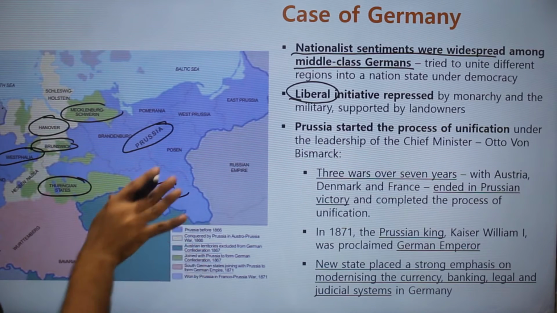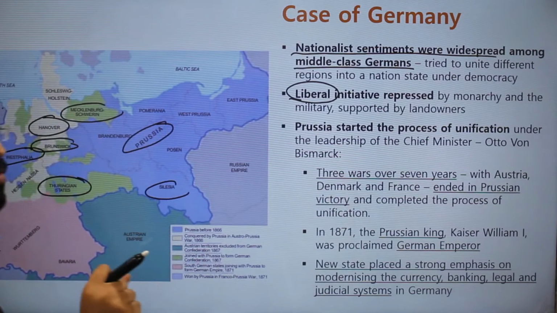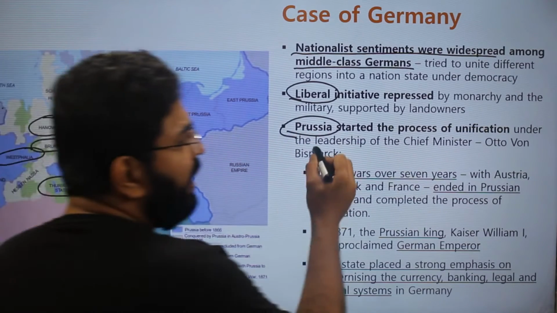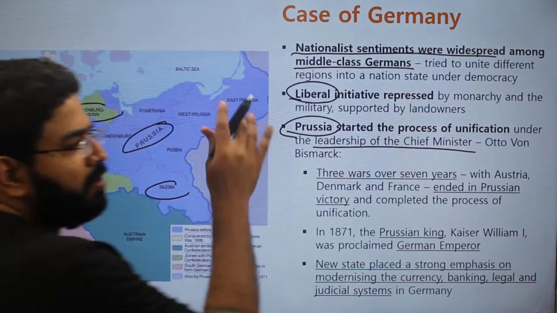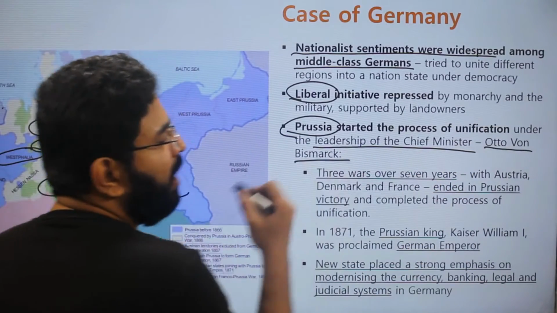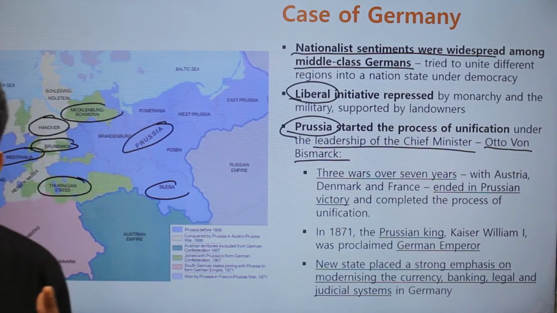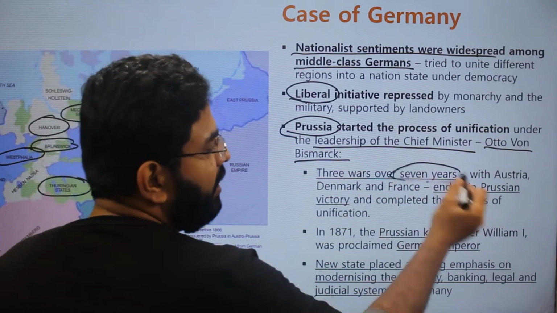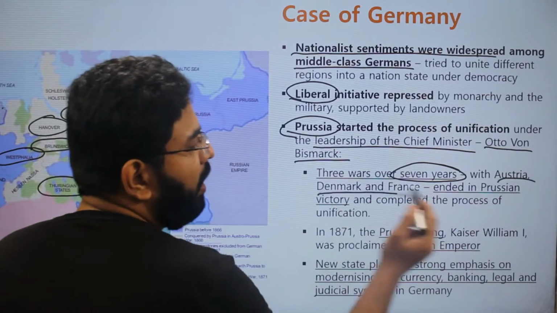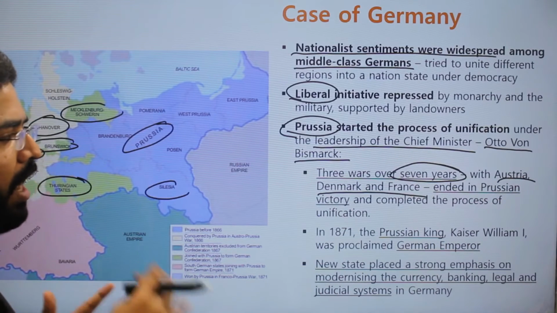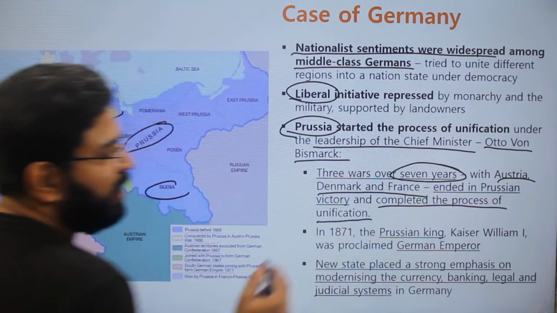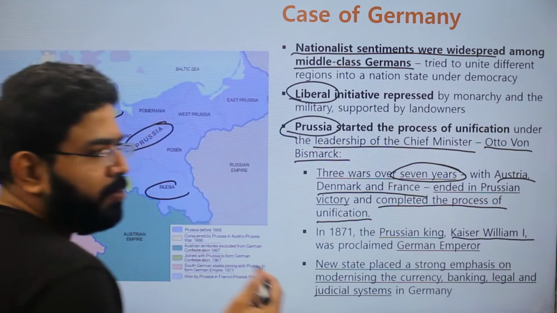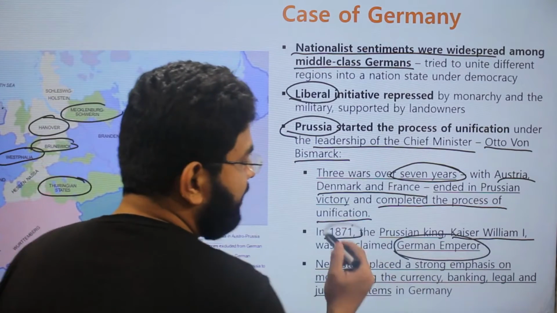So liberal ideas were suppressed but the nationalist agenda was taken out of it, and this was used by Prussia under the leadership of the chief minister, the most important person for the unification of Germany, Otto von Bismarck. Bismarck had huge success, where he led Prussia into 3 wars in 7 years against Austria, Denmark and France, and won all 3 and completed the process of the unification of Germany. Then Prussia's king Kaiser William I was proclaimed the German emperor in 1871.